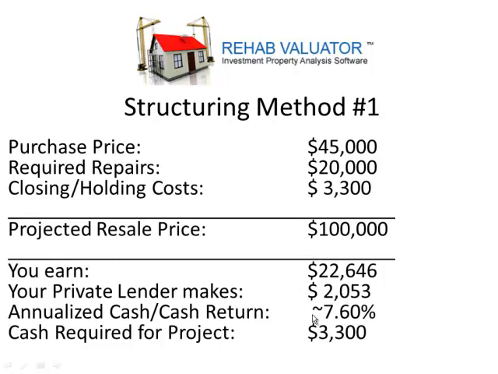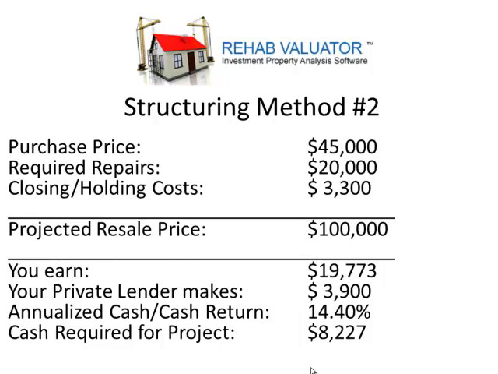Annualized cash on cash return to your private lender is about 7.6%, which is pretty nice. A lot of people will be very happy earning that kind of return backed by real estate. Your cash required for the life of the project is $3,300 for your closing and holding costs, and even that can be negotiated into the loan. Again, private money, you can negotiate anything. You want to give your car as security for the loan instead of real estate? I mean, you can literally negotiate anything.